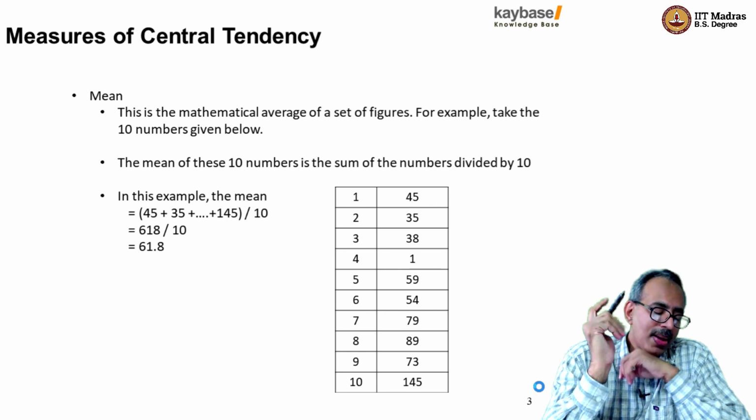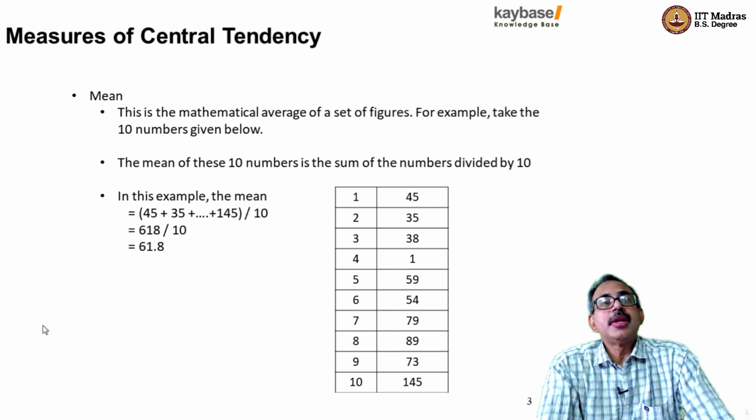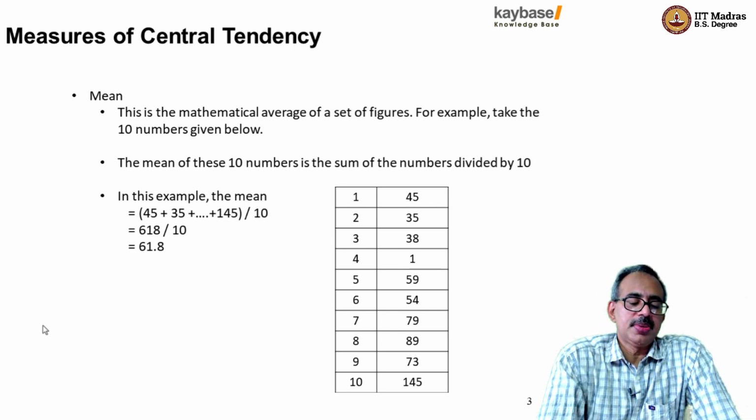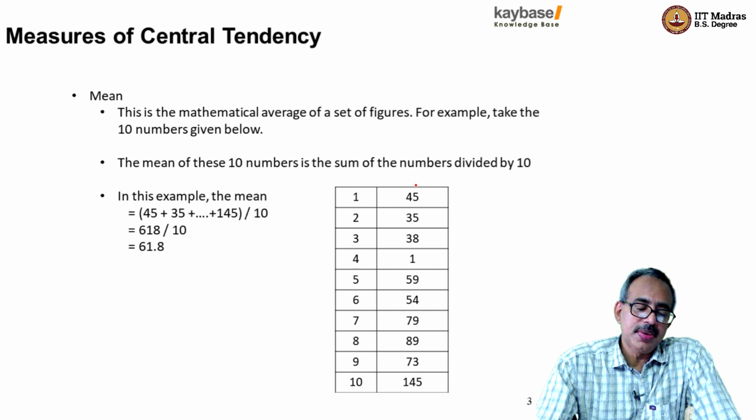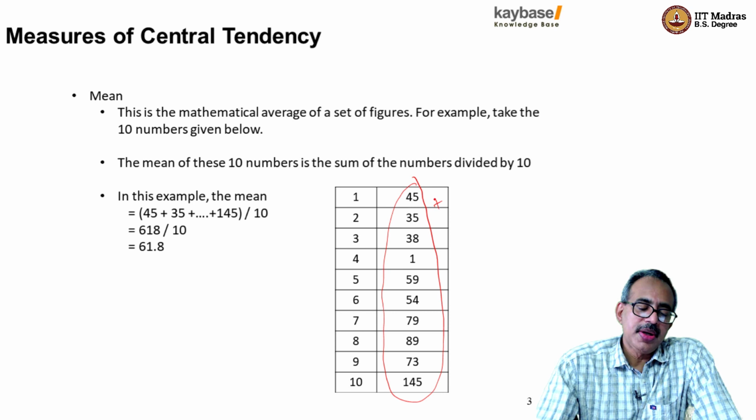Here we are in the mean. So, what is the mean? The mean is the mathematical average of a set of figures. For example, if we take these 10 numbers here, how do we calculate the mean of these 10 numbers? We take 45 plus 35 plus 38 plus 1 plus 59 plus 54, etc., up to plus 145. That gives us a total of 618. We divide it by 10 and we get a mean of 61.8.